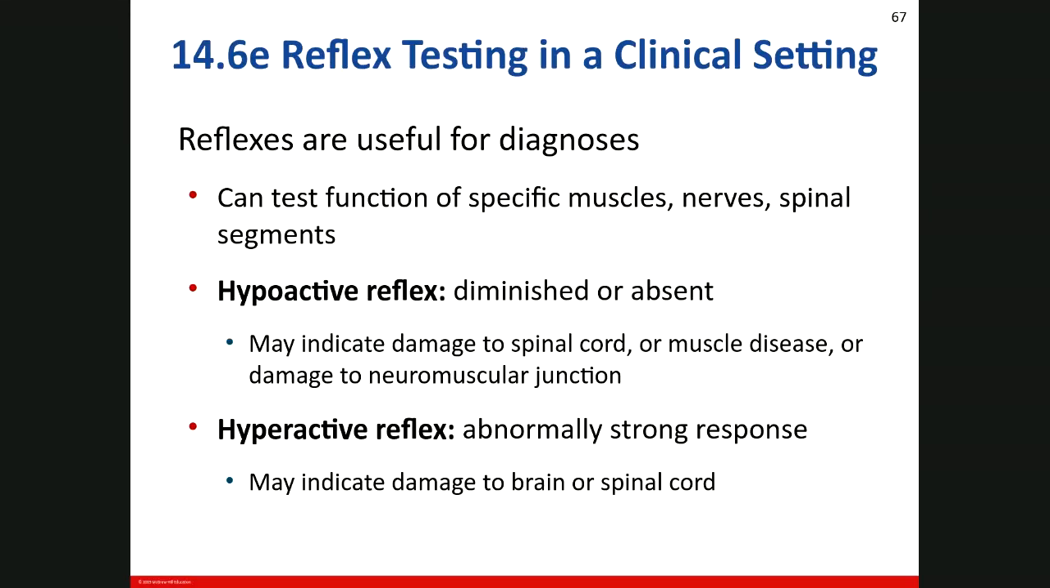And we can do reflexes for our clinical testing. They are very useful sometimes. When we test reflexes, we can see the normal result, and sometimes our reflexes become hypoactive, when the reflex is diminished or absent. It may indicate damage to the spinal cord or muscle diseases or damage to the neuromuscular junction, and sometimes our reflexes are hyperactive. They are abnormally strong, and it may indicate damage to our brain and our spinal cord.